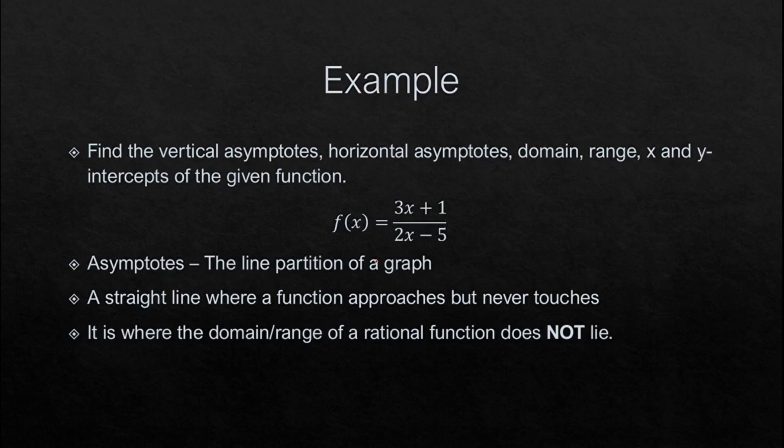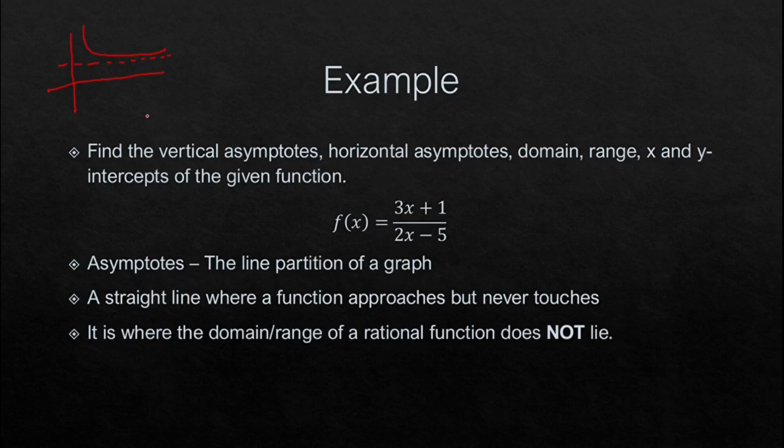Okay, let's first define what are asymptotes. Asymptotes are the line partition of a graph, a straight line where a function approaches but never touches. Di ba may yung graph kasi na example, parang may pa-curve, na approach na invisible line, pero hindi talaga tina-touch, pero ina-approach lang talaga sila. That is an asymptote. It is where the domain and range of a rational function does not lie.